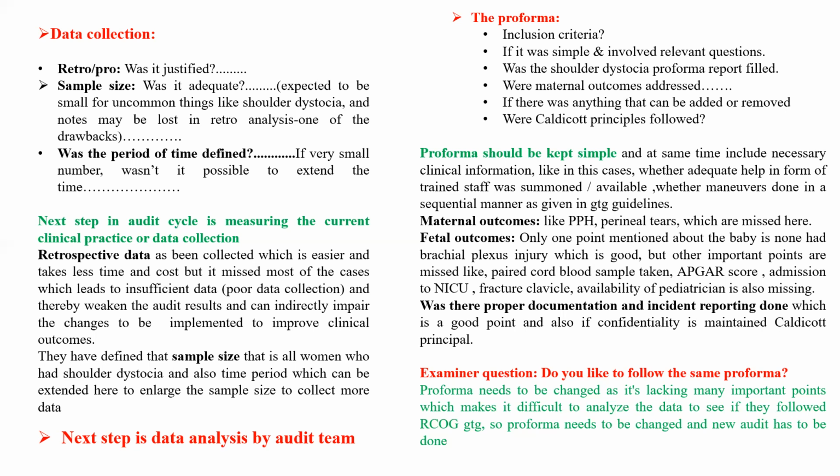For the fetal outcome, the only point mentioned here is that none of the babies had brachial plexus injury, which is a good point. You should always mention the good points in the audit. Critical appraisal always mentions the good points, then mentions what could have been done better. So for the fetal outcome, you can add other important points that are missed, like the birth cord blood sample, the Apgar score, admission to NICU, fracture clavicle, and availability of a pediatrician. All these can be added to the pro forma.